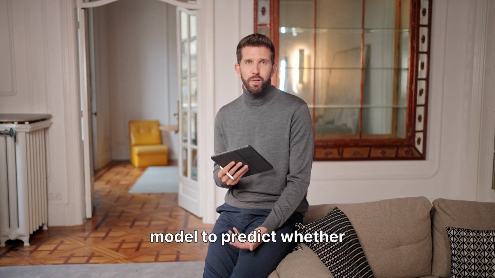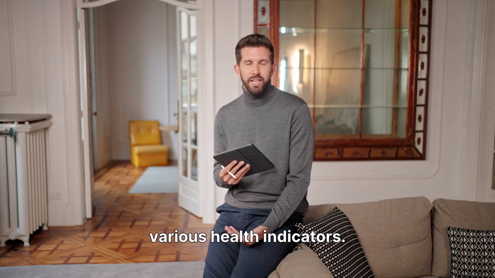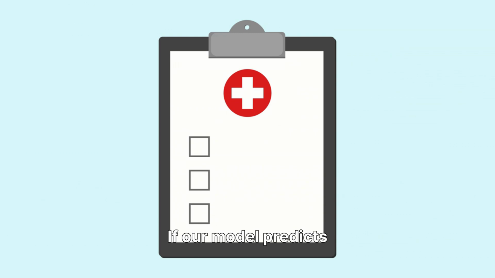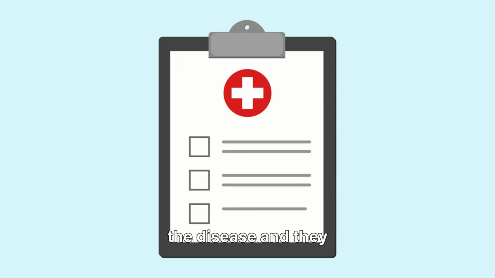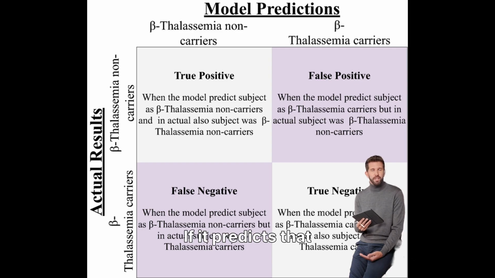Imagine we're building a model to predict whether a patient has a certain disease based on various health indicators. If our model predicts that a patient has the disease and they actually do, that's a true positive. If it predicts that a patient does not have the disease and they indeed do not, that's a true negative. If it predicts that a patient has the disease but they don't, that's a false positive. Lastly, if it predicts that a patient does not have the disease but they actually do, that's a false negative.